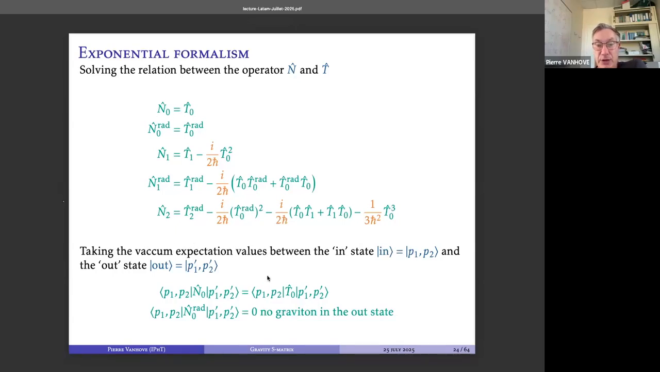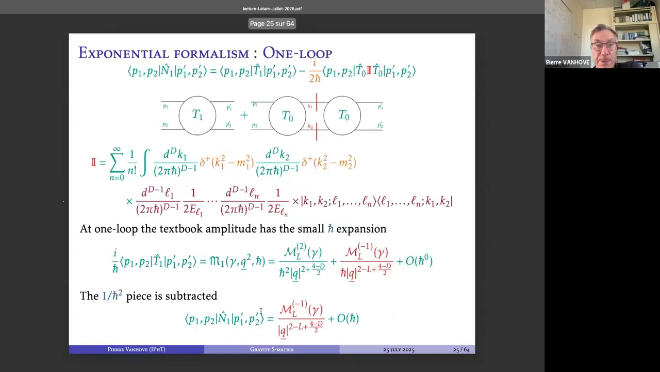So let's try to see what's happening. I have an in state that is particle 1, particle 2, momentum p1, momentum p2. They have interacted, they get out, their momenta have changed: p1 becomes p1 prime, p2 becomes p2 prime. This relation tells me that n0 is t0. So at tree level, nothing happens here, because I don't have any graviton in either the external states or internal states, so this is 0 by definition.